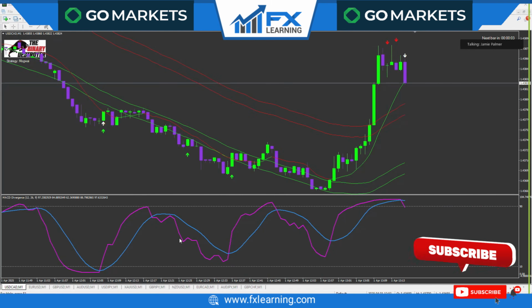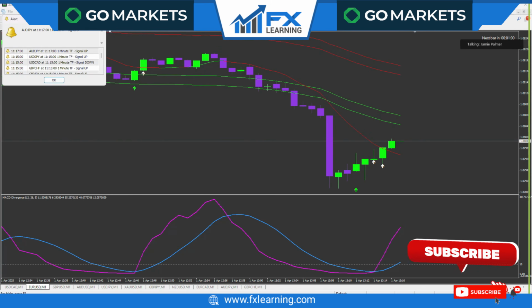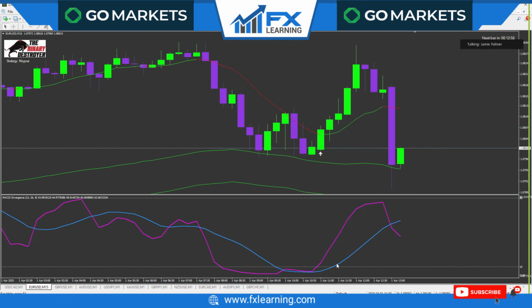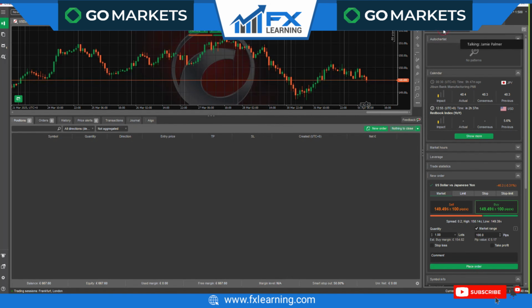So let's just jump straight into it. We're getting a lot of setups at the minute, a lot of setups. That is an absolutely beautiful trade. I'm going to be entering this late. I'm going to be entering this trade, EURUSD.